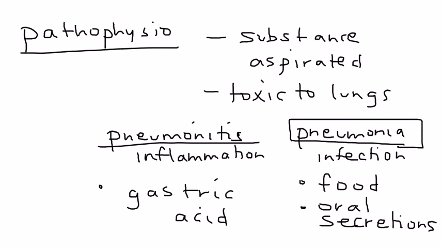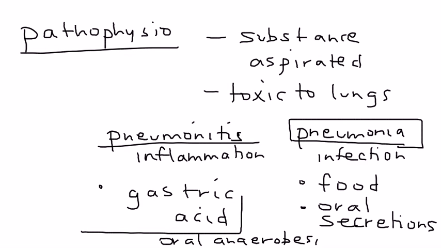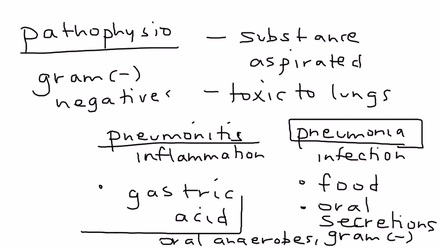Now, the important part about this is that this can contain the toxic organisms, and those are oral anaerobes, also gram-negative organisms. So oral anaerobes and gram-negative organisms are responsible for causing pneumonia when you aspirate food or oral secretions.